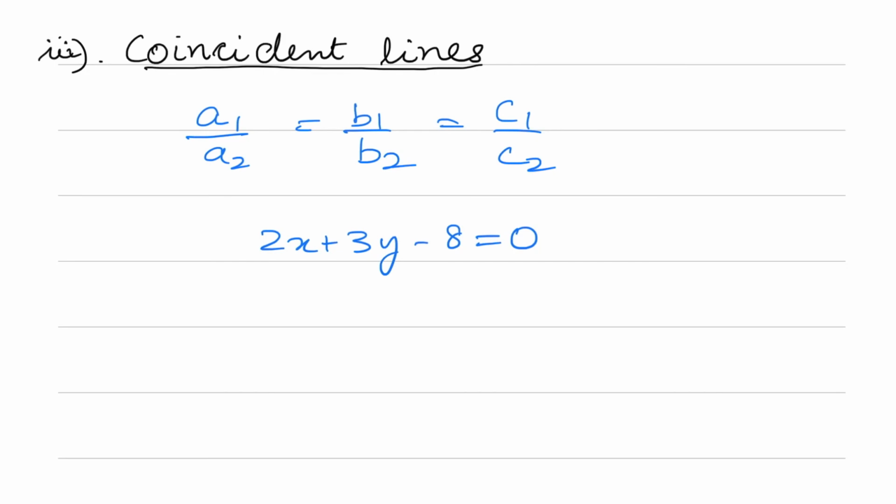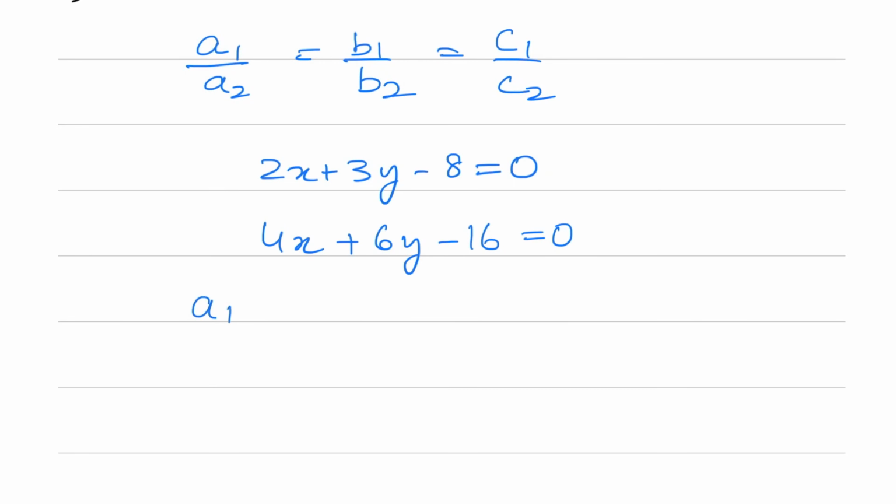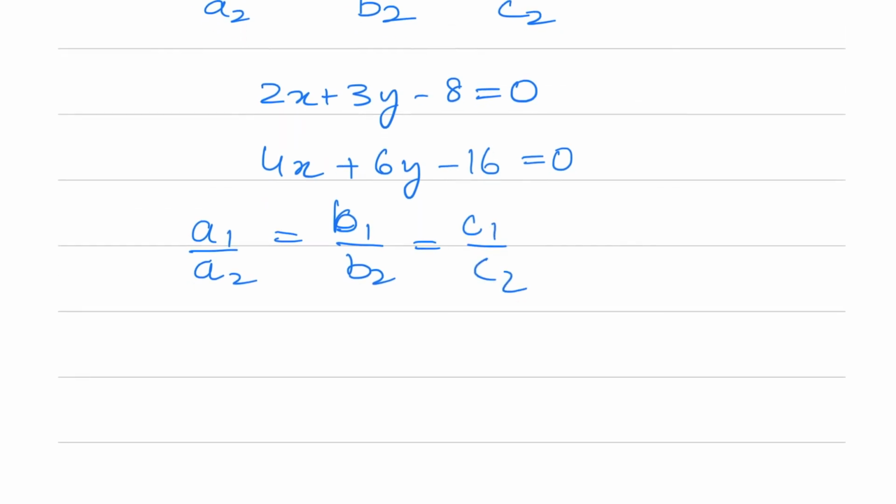So I can write down 4x. I'm just multiplying each by 2. So the ratio becomes 1 by 2, right? So this can be the answer. So here a1 by a2 is equal to b1 by b2 is equal to c1 by c2. So let's write down 2 by 4 is equal to 3 by 6 is equal to minus 8 by minus 16. Each is equal to 1 by 2.